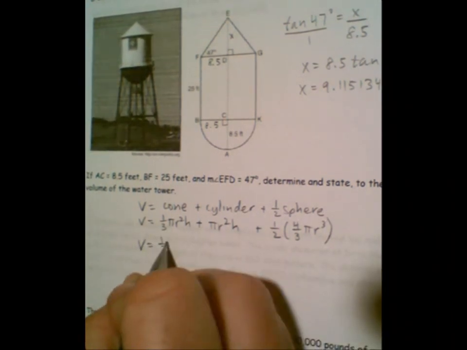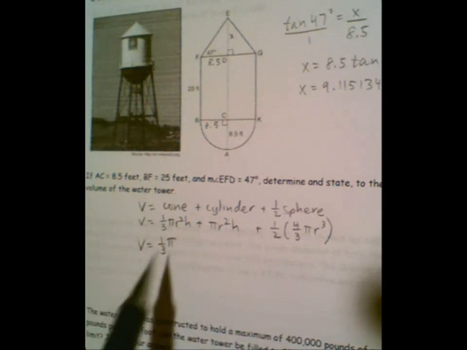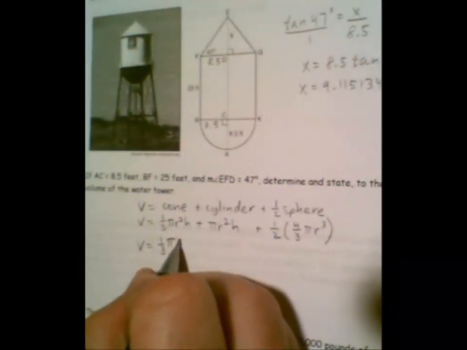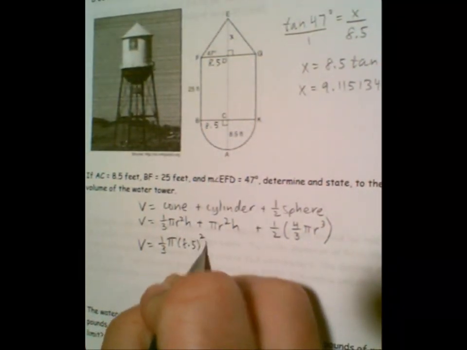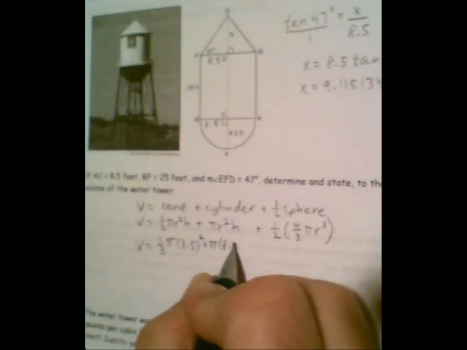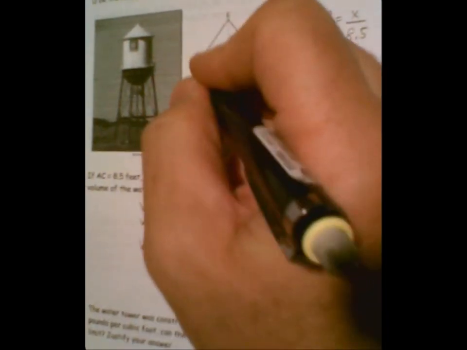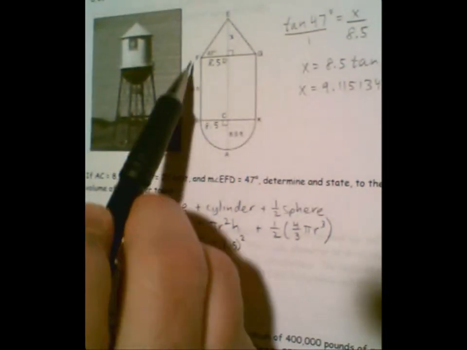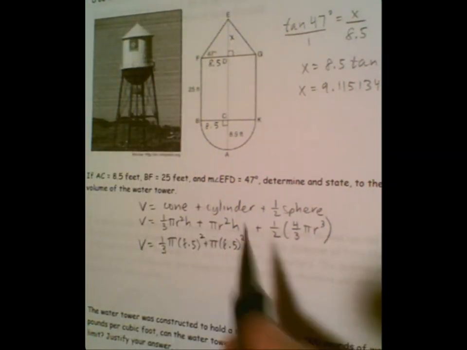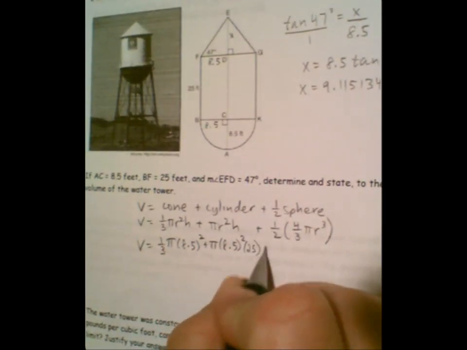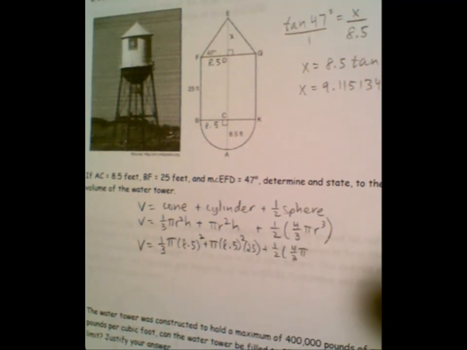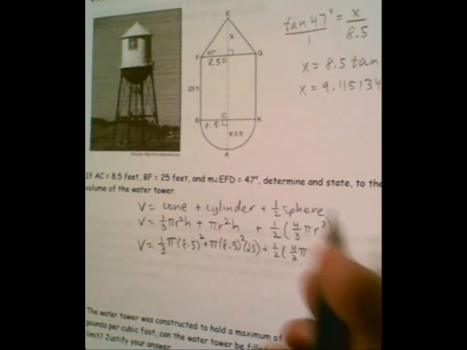And then we got to start filling everything in. The radius of the cone, okay, right here, 8.5. The radius of the cylinder is also 8.5. And the height of the cylinder, right here, the height is 25. Plus 1/2 times 4/3 pi, and the radius over here is still 8.5.